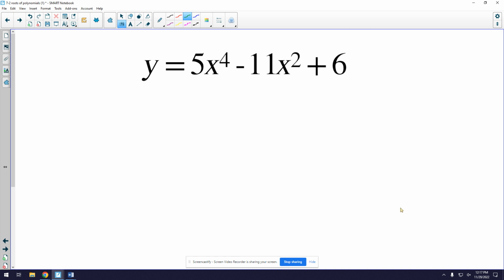Remember that y is 0. You have a trinomial, so multiply. 5 times 6 is 30. I did skip GCF, but that's because 5, 11, and 6 have no GCF, and the last term doesn't have an x, so you get to skip that step. I need two numbers that multiply to be positive 30, but add to be negative 11. So I need two negatives, because two negatives multiply to be positive. Negative 5 and negative 6 will do that.